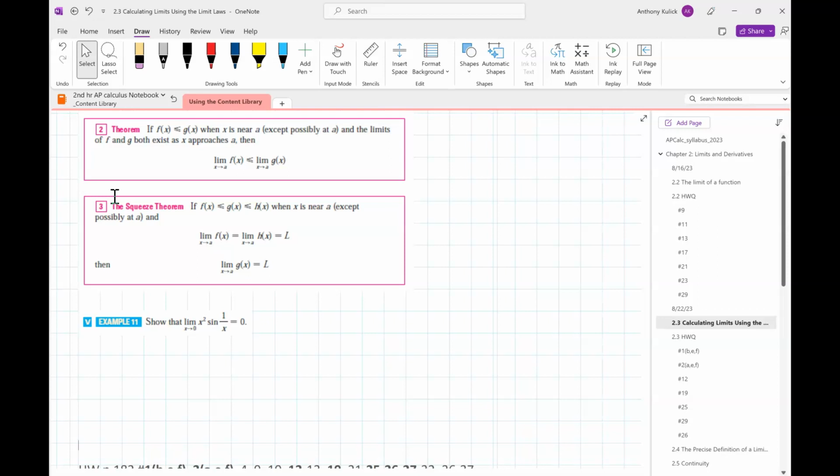The hard situation is the example that I'm giving here, where all we're asked to do is take the limit of this thing, and we're not given an upper bound or a lower bound for our function. So we're going to have to cook up our own f of x and h of x, where in the squeeze theorem language, our g of x, the function we're looking to take the limit of, is that.